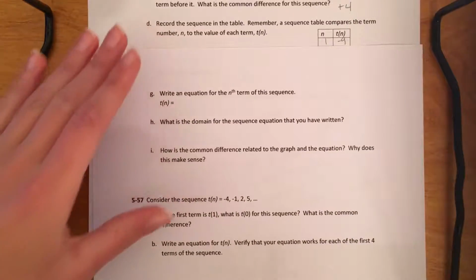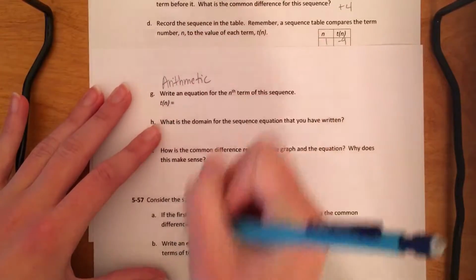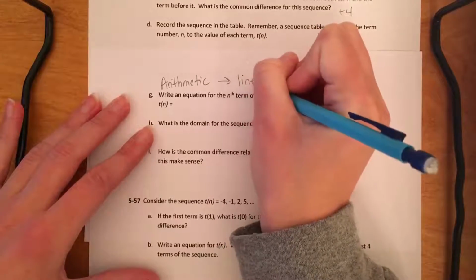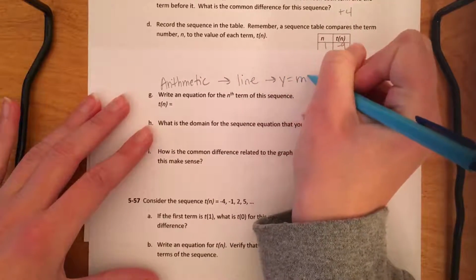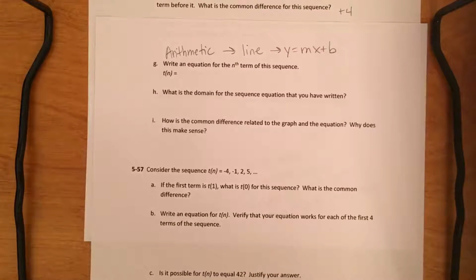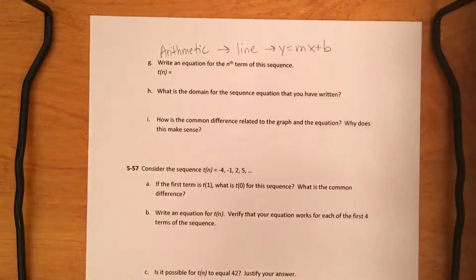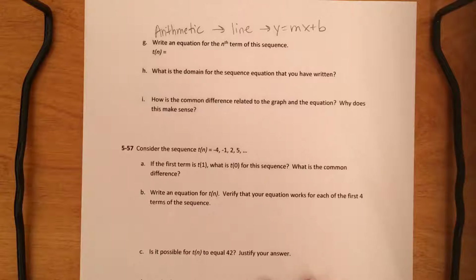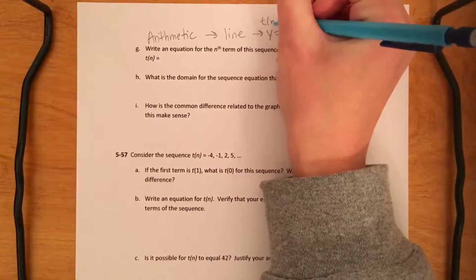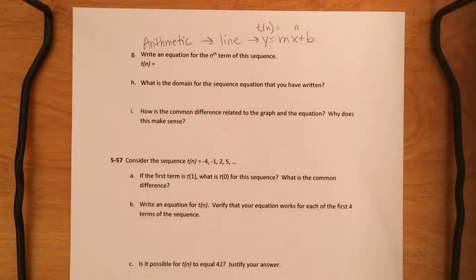I'm going to scoot this up here. So this is an arithmetic sequence, which means it's going to be really similar to the setup for a line equation, which is y equals mx plus b. However, in this problem, it's just going to be set up a little differently with different letters involved. So instead of y and x, we're going to use t of n here, and we're going to use an n right here. If you notice in your table, those were the letters in your table.